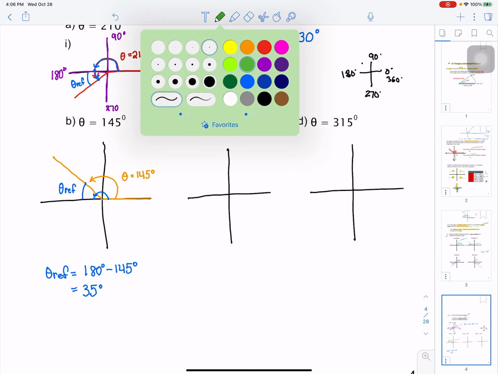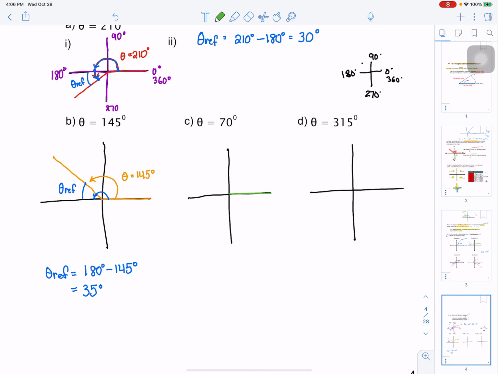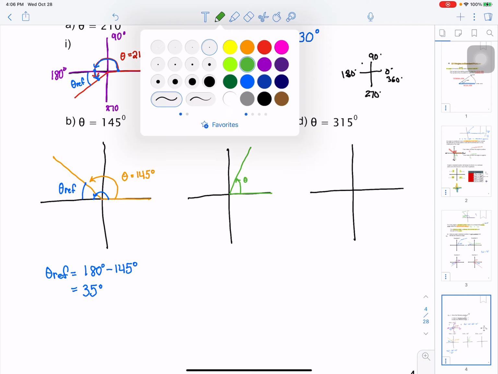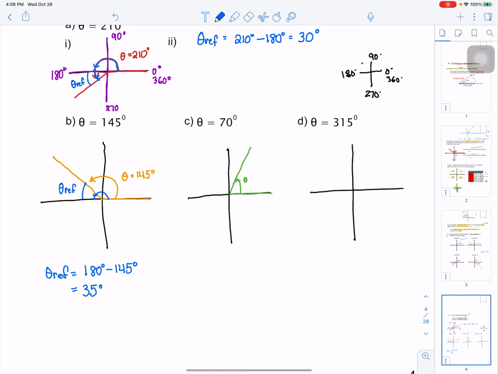Let's draw in the next one. Here is 0. Here is 70 degrees because I know I'm smaller than 90. This is my theta rotational. My reference angle will be the distance from the x-axis to the terminal arm. So my theta reference is also in this position. So my theta reference is actually equal to just my rotational angle, which is 70 degrees.